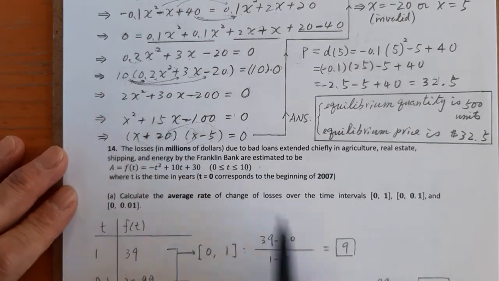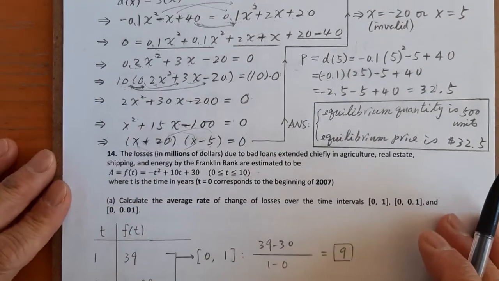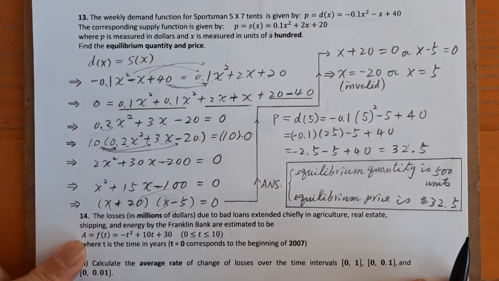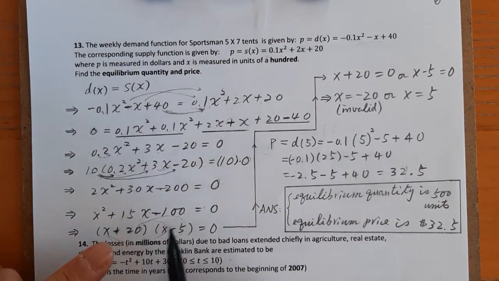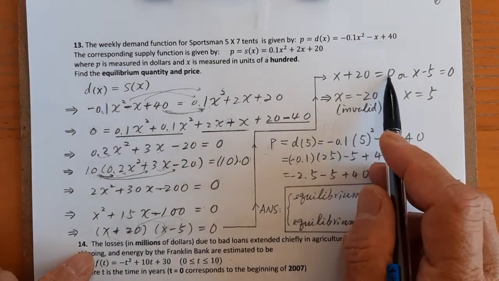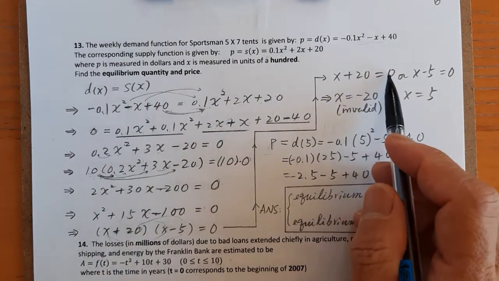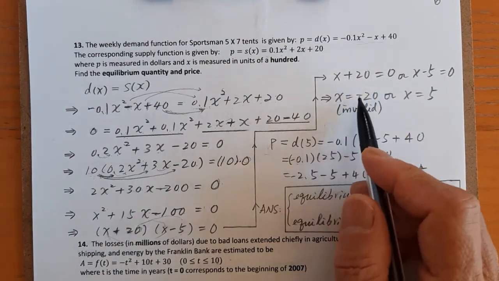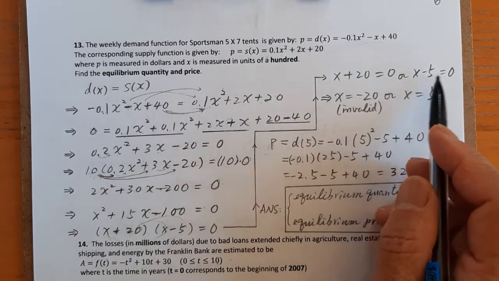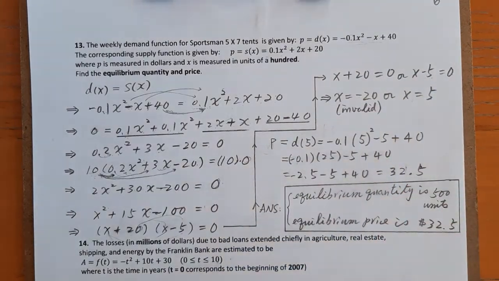So it's equivalent. Then use the zero factor product property. The two factors multiplied together equal 0. Then that means x plus 20 equals 0, or x minus 5 equals 0. X plus 20 equals 0, minus 20 on both sides, x equals negative 20. Or add 5 to both sides, x equals 5.